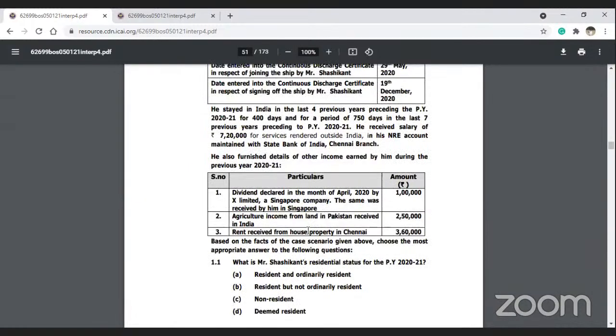What is that NRE? NRE account is the special account for NRIs, non-resident Indians. If you remember, we had discussed in the lecture itself that most of the times, most of the NRIs put their money in the NRE account, and on that NRE account they just earn income by way of interest. You remember we had also checked the interest rate for that NRE account as well.